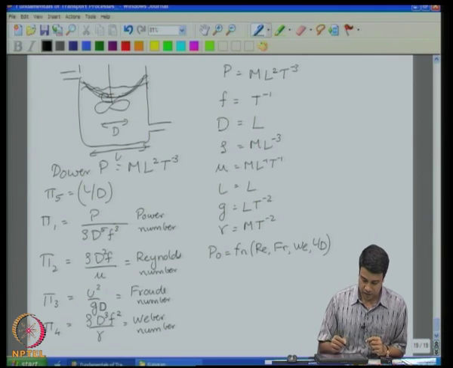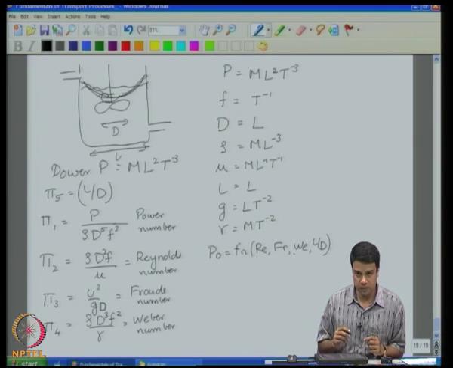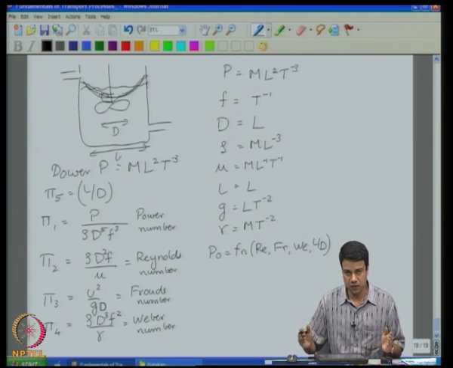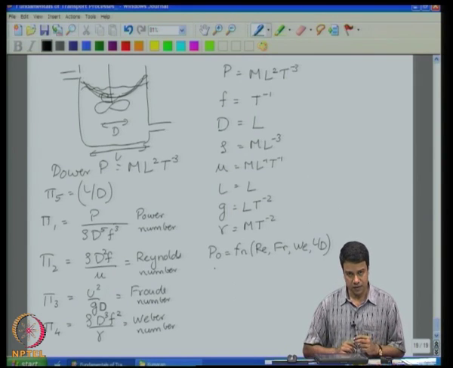In other words, this correlation between the power number and Reynolds number, Froude number, Weber number will be valid only for that particular geometry. If I change the shape of the impeller, then I have to do the calculation once again. If I change the aspect ratio, that is the thickness of the impeller to the total tank size, then I have to do the calculation all over again. So, even though we can get up to this stage, we cannot go further. And the question is, how do we go further in our analysis?